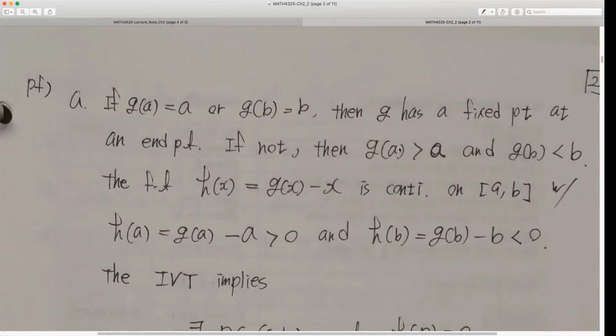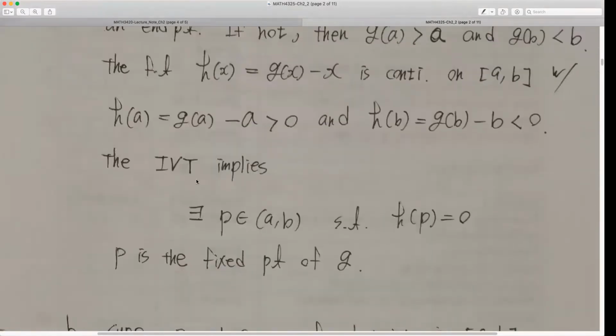See, we assume g(a) is greater than a, and g(b) is less than b. So g(a) minus a must be greater than 0, because g(a) is greater than a. h(b) is less than 0. Now we use the intermediate value theorem. So h is continuous, h(a) is greater than 0 and h(b) is less than 0, then there exists what? The x-coordinate of the x-intercept of function h, right?